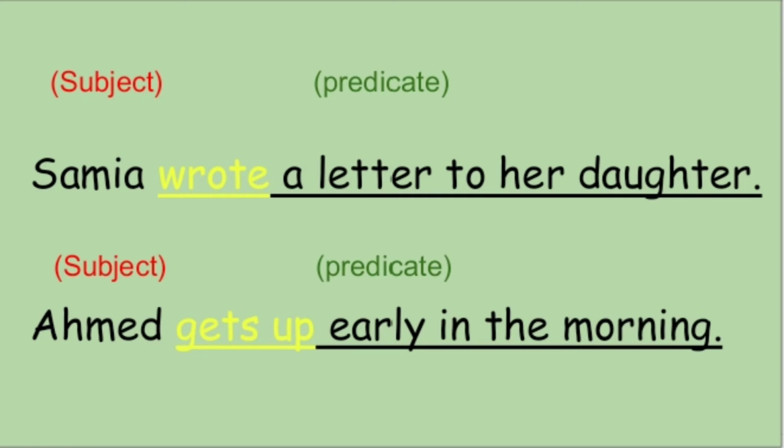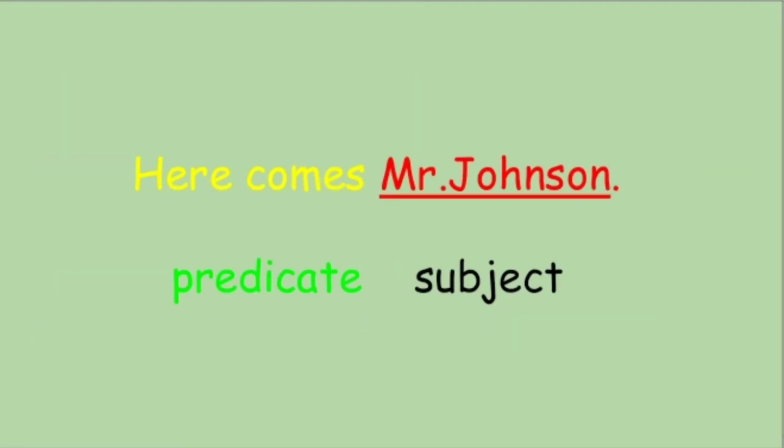Now the question is, is the subject always at the beginning of the sentence? No, it's not necessary. So what could be other options? A subject can be placed at the beginning or at the end of a sentence as well. So let's look at another example. Here comes Mr. Johnson. So where's the subject in the sentence? Mr. Johnson is the subject, whereas here comes becomes the predicate. Mr. Johnson is just an example, by the way. You can write any other name.